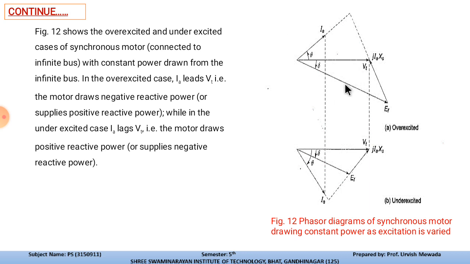With constant power drawn from the infinite bus in the overexcited case, Ia leads Vt. Over here you can see that Ia leads Vt by angle theta. The motor draws negative reactive power, or in other words, it supplies positive reactive power inside the machine. While in the under excitation case, Ia lags Vt by angle theta. So the motor draws positive reactive power. So it means supplies and draws.